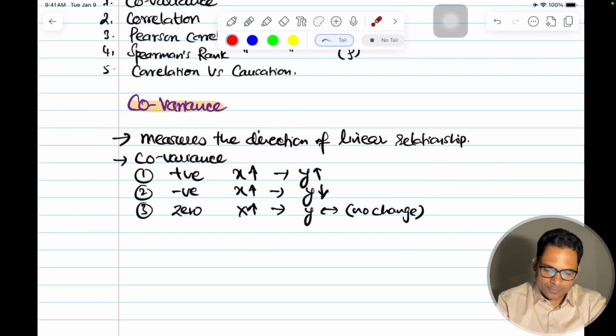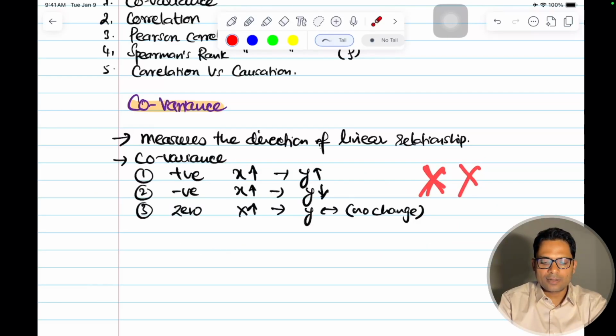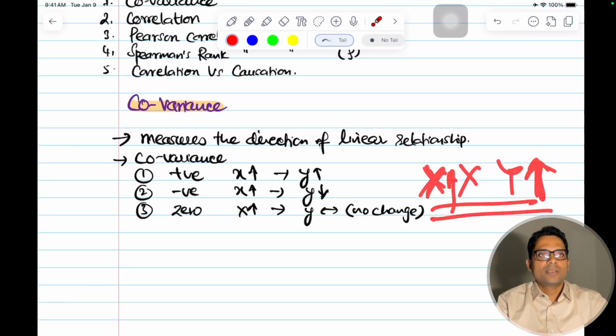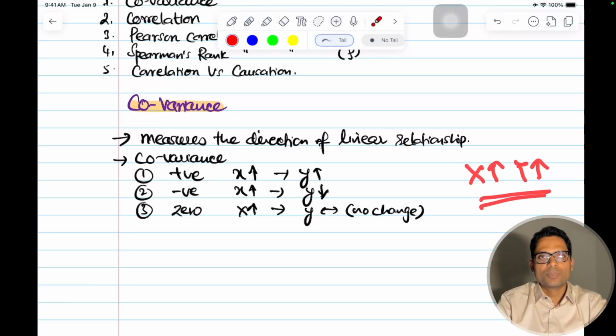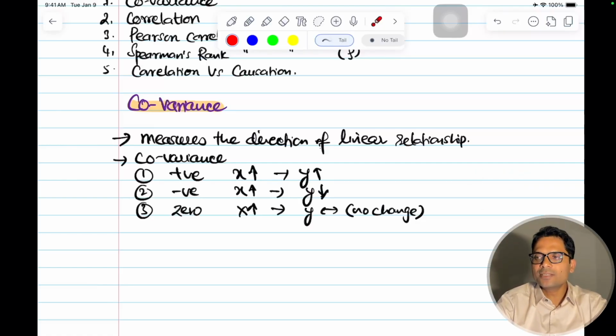Say for example, simple: age of a person is x and height of a person is y. As x increases, y increases, so there is a positive correlation. As the age of a child increases, the height will increase. So there's a positive correlation between those two, right? That's what it measures. A simple example.